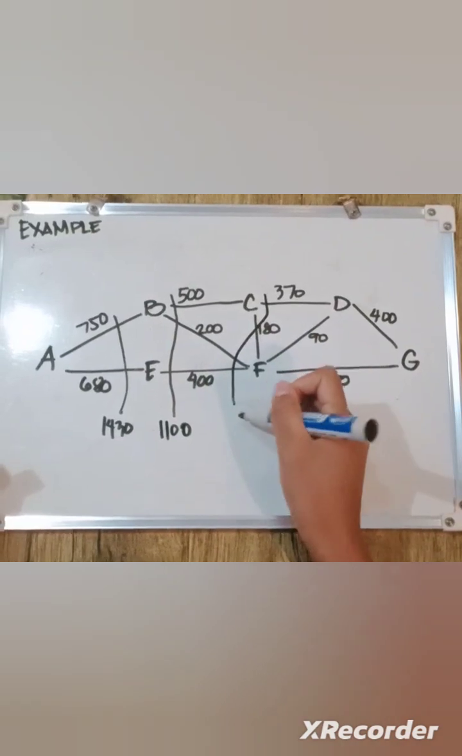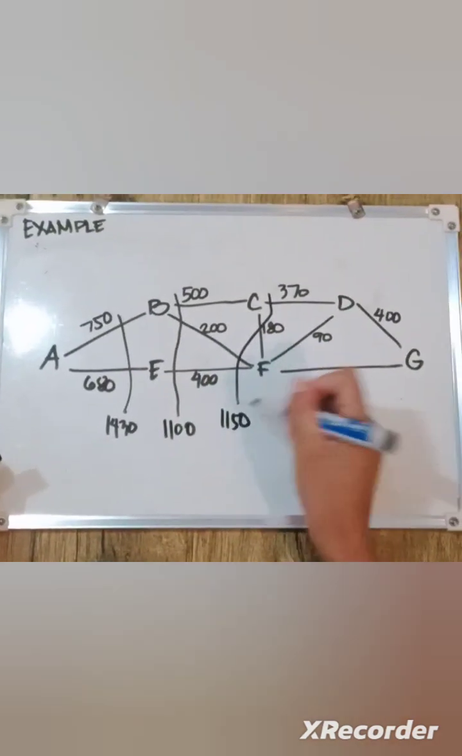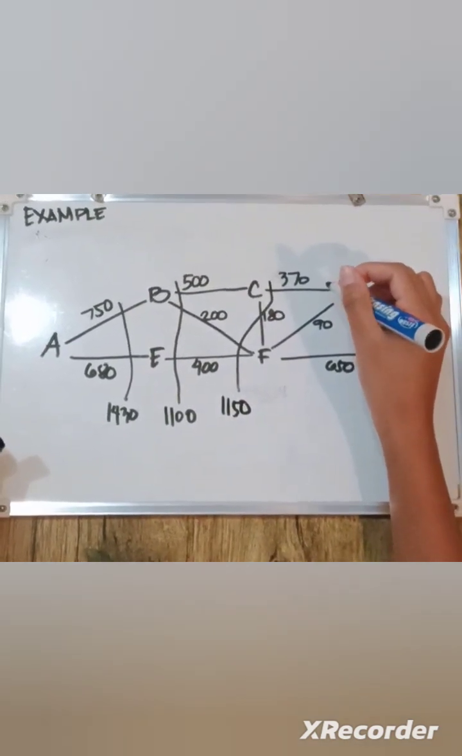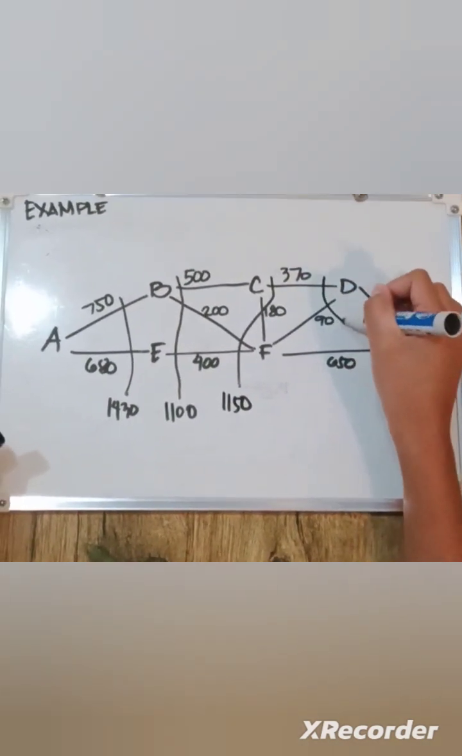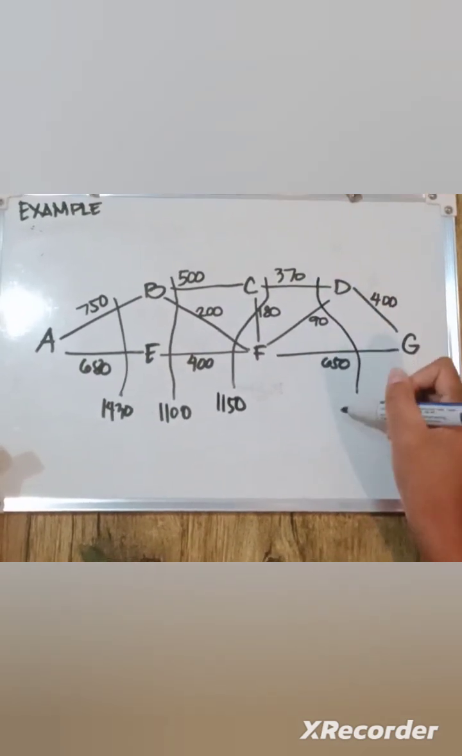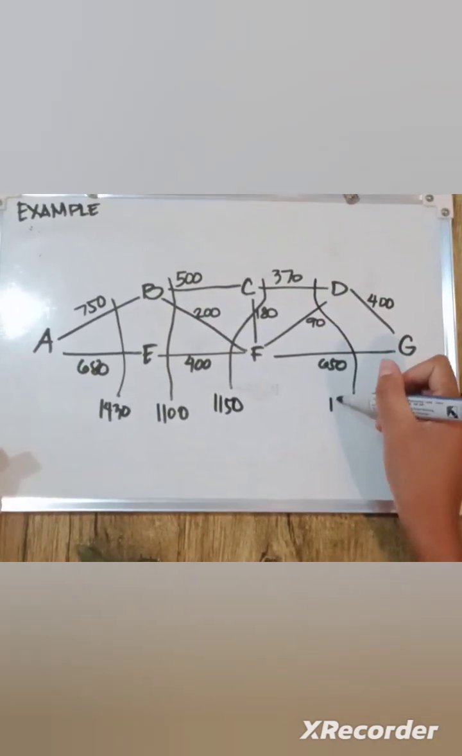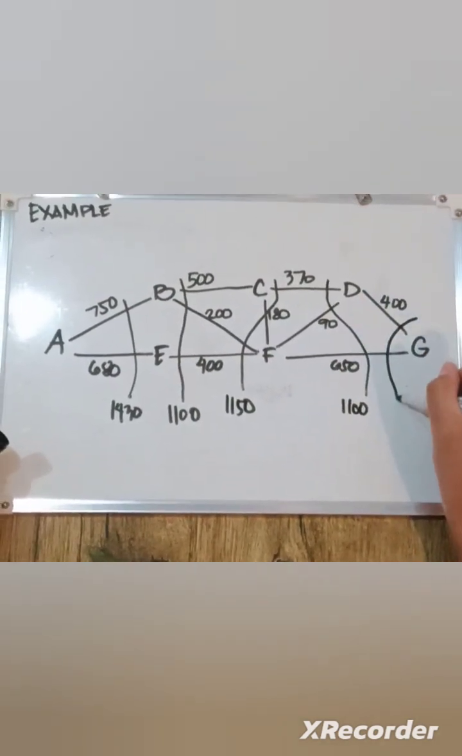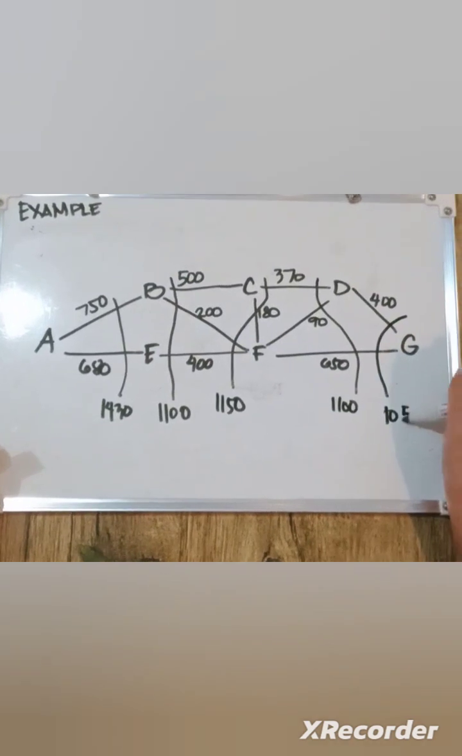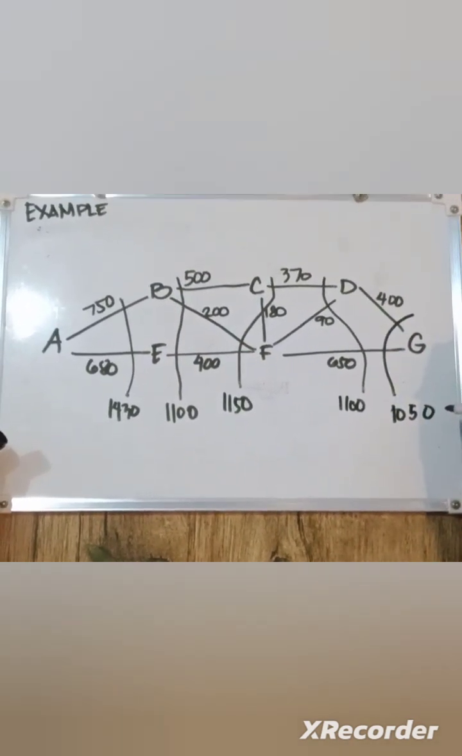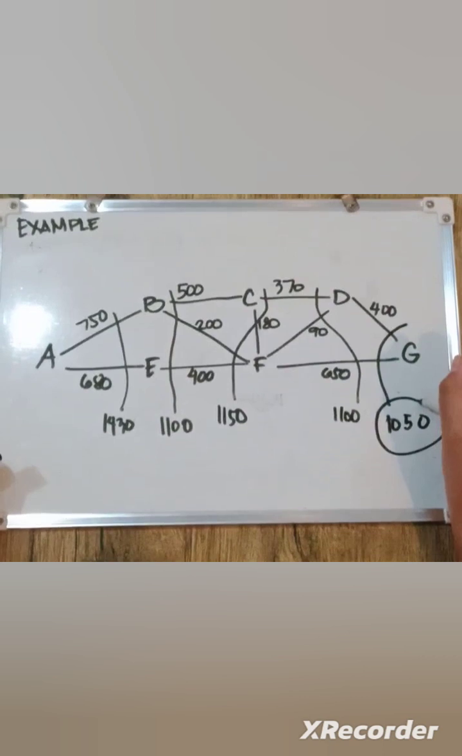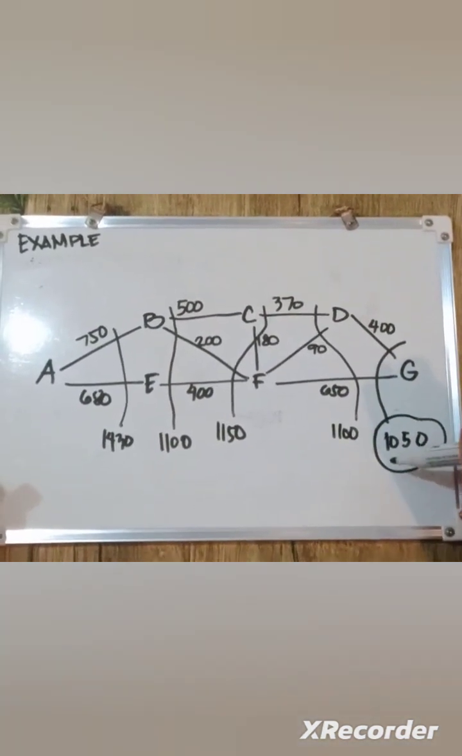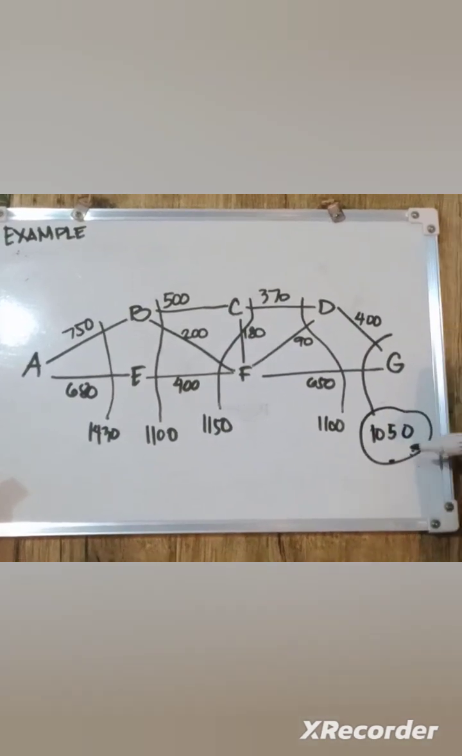And then we have 370, 180, and 400. We have 1,150. And then we have 370, 90, and 650. We have still 1,100. And then for 400 and 650, we have 1,050. So we can see that the minimum cut is 1,050. So therefore, the maximum flow is this one, 1,050.